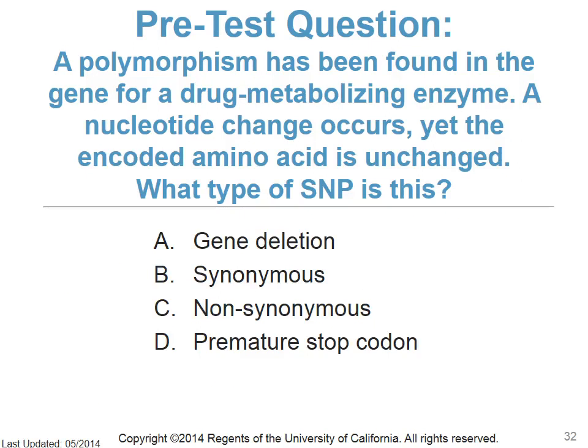This is a pretest question. The question will be repeated later as a post-test question, and the answer will then be provided. A polymorphism has been found in the gene for a drug-metabolizing enzyme. A nucleotide change occurs, yet the encoded amino acid is unchanged. What type of SNP is this? Possible answers include A. Gene deletion, B. Synonymous, C. Non-synonymous, D. Premature stop codon.